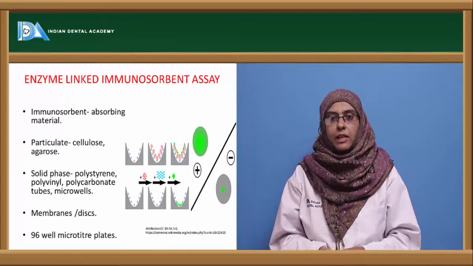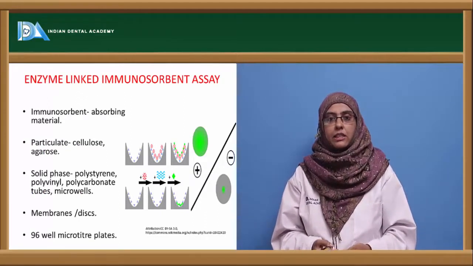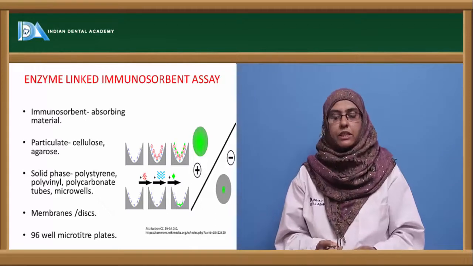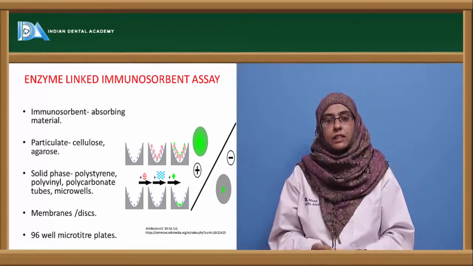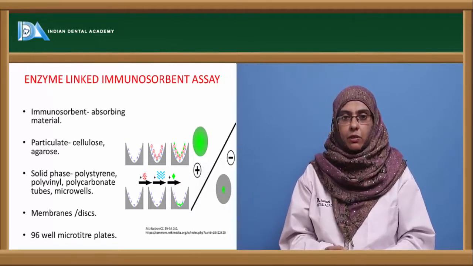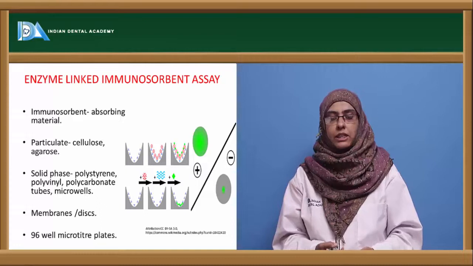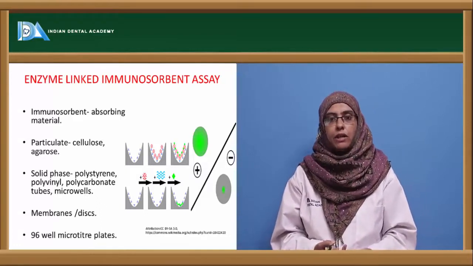So coming to the enzyme linked immunosorbent assay, it is a very sensitive test that helps in easy detection of either the antigen or the antibody associated with the disease. Mostly this type of technique is used to identify the HIV antibodies that are usually seen in an HIV patient. So it is a type of immunosorbent assay.